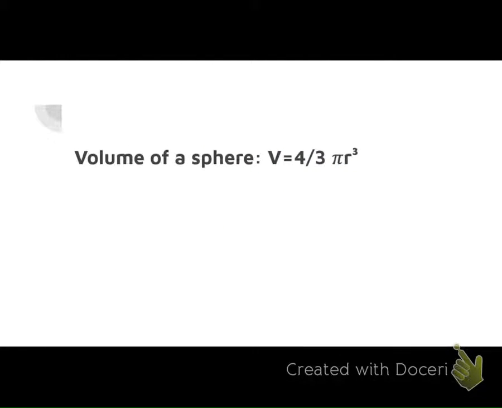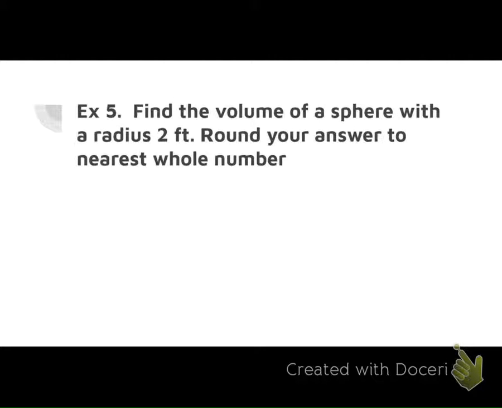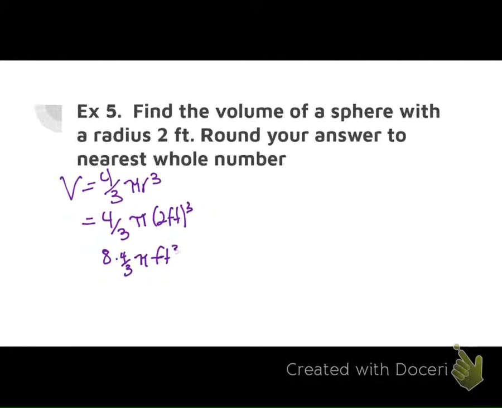Okay, so now we're talking about volume of a sphere. This is going to be V equals 4 over 3 pi radius cubed. Okay, so our formula we just had is volume equals 4 over 3 pi r cubed. What is your radius? What's the radius? 2. Yep, so what is 2 feet cubed? So what's 2 cubed? 2 times 2 times 2? So it's going to be 8 times 4 over 3 pi feet cubed.